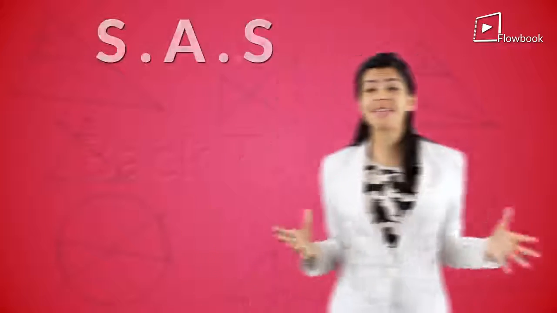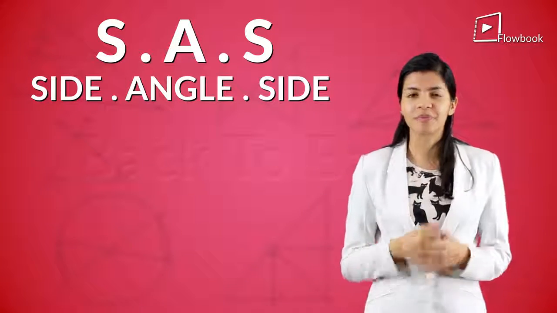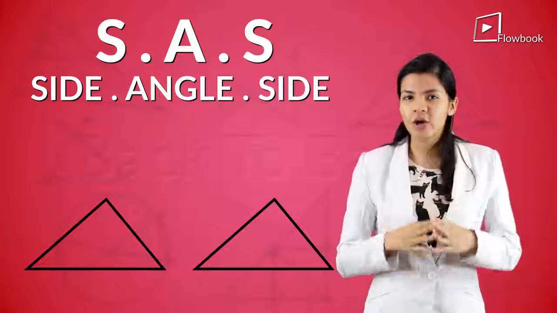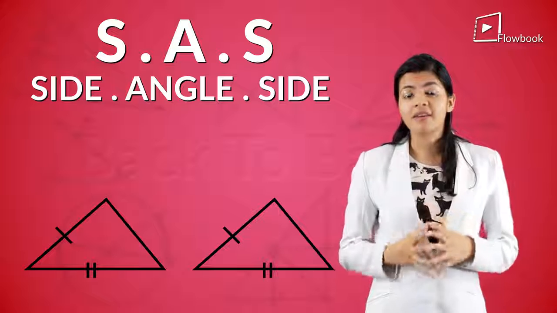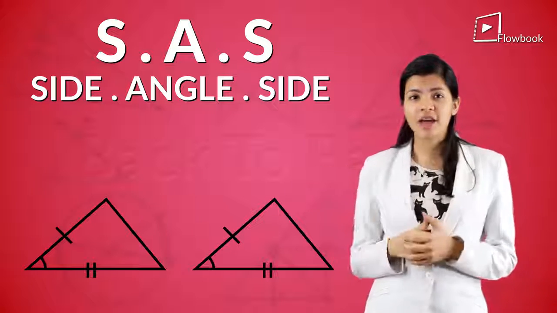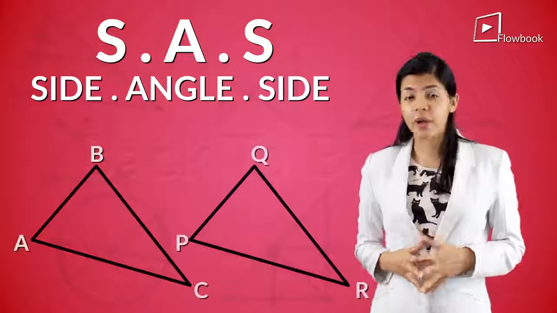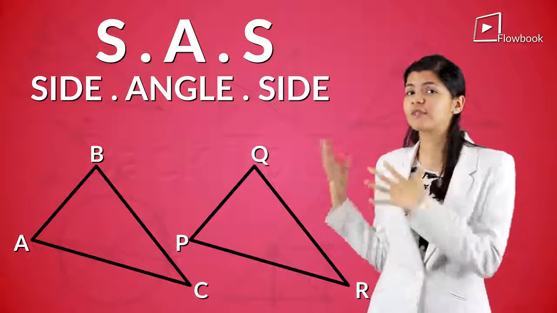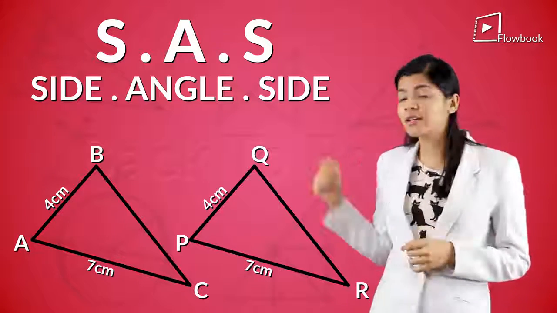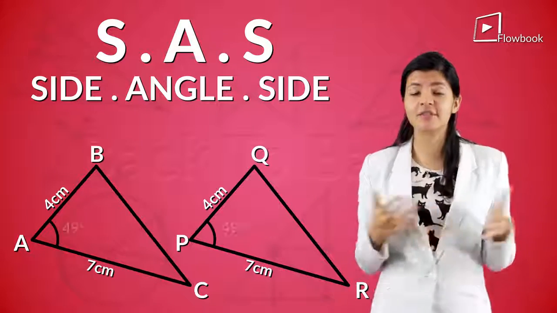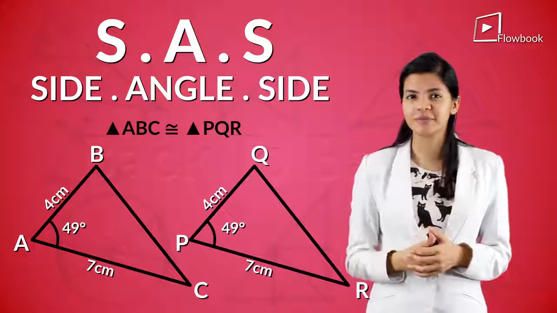Next, we have the SAS condition or side angle side condition. Here, two triangles are congruent when they have 2 equal sides and the angle between these two sides is also same for both the triangles. Like here, we have two triangles with sides 4 cm and 7 cm in both of them, and then the included angle between the sides is 49 degrees. Therefore, these two triangles are congruent.